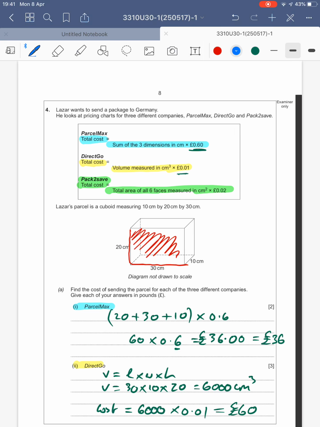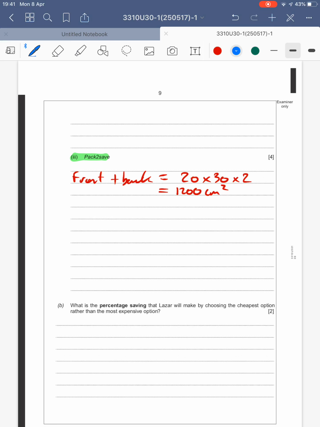Then we need to work out the sides. So you've got a side there and you've got a side here that you can't see. So this side here measures 10 by 20. So the sides, it's going to be 10 times 20, but we've got 2 of them. 2 sides, we're going to multiply that by 2. 20 times 10 is 200, times 2 is 400.